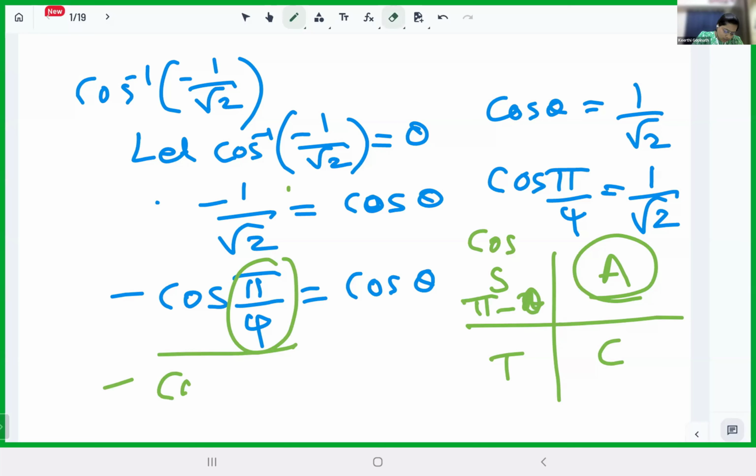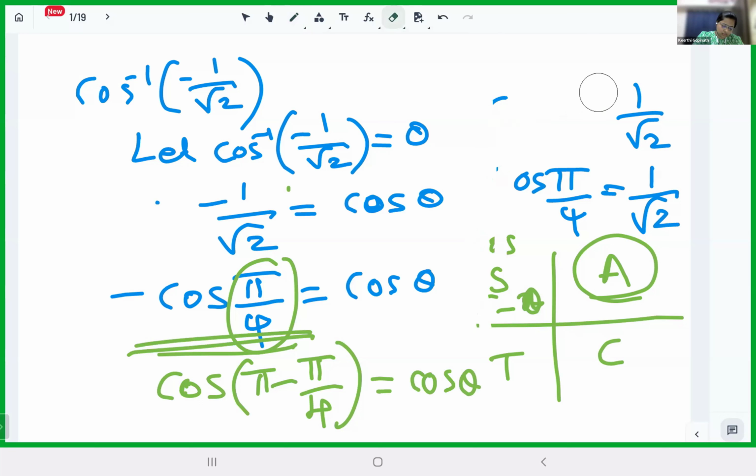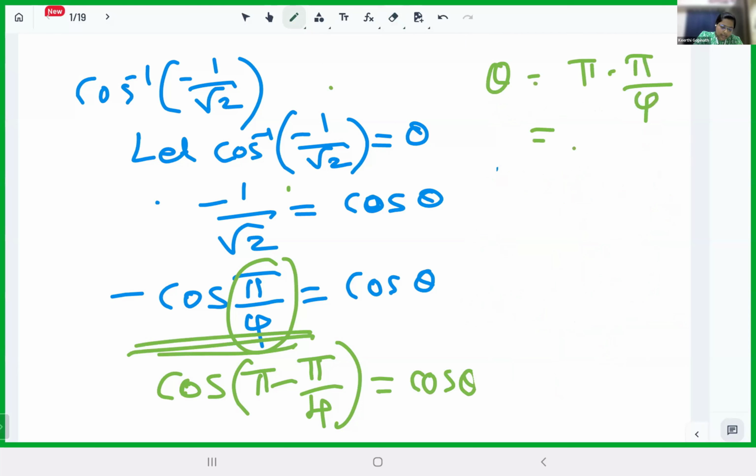We can rewrite this as cos of pi minus pi by 4. Cos of pi minus pi by 4 is equivalent to minus cos of pi by 4, so that is equal to cos theta. So what is the value of theta? Theta is equal to pi minus pi by 4. We can simplify this, isn't it? Taking the LCM, that is 4 pi minus pi, that is 3 pi by 4.